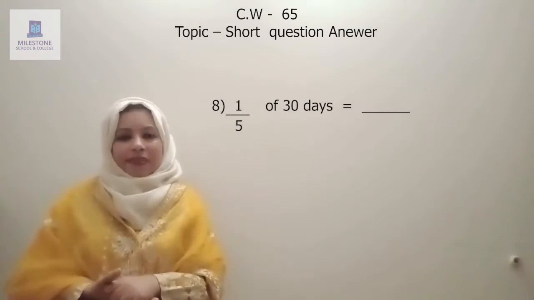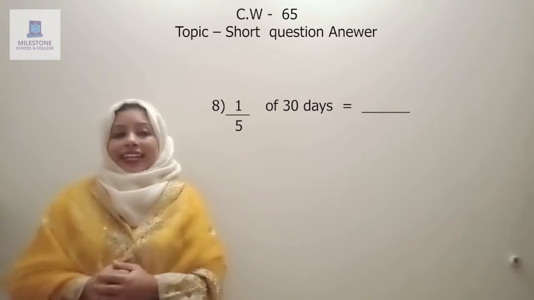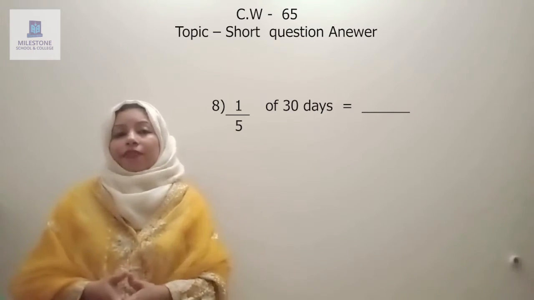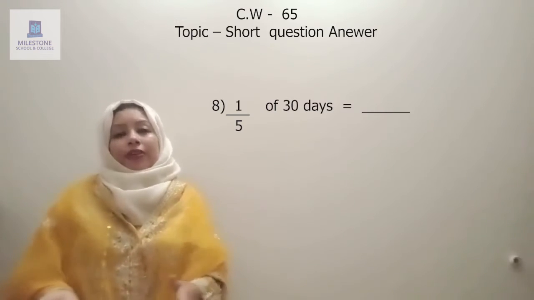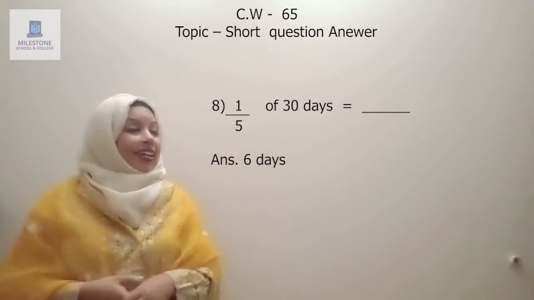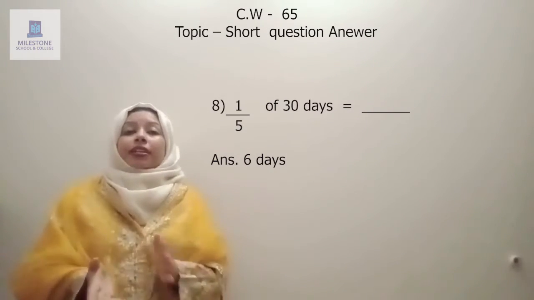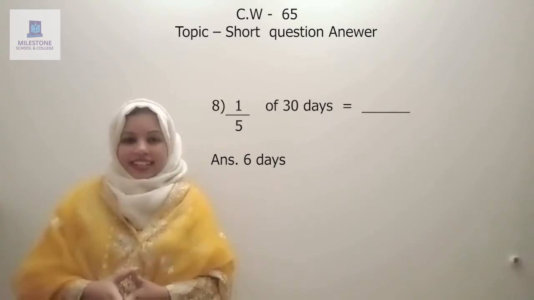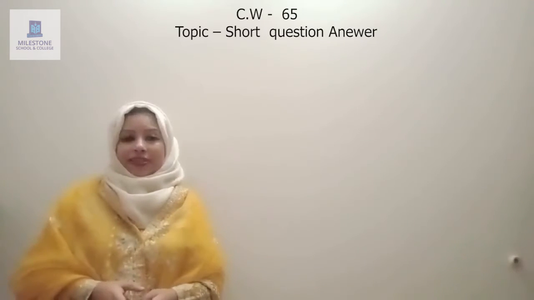Which answer will come? If you read out the 5 times table. Yes. 5 zeros are 0, 5 ones are 5, 5 twos are 10, 5 threes are 15, 5 fours are 20, 5 fives are 25, 5 sixes are 30. We got the answer. 6 is our quotient and 1/5 of 30 days is 6 days. By doing the division, we can find out this answer. Okay?